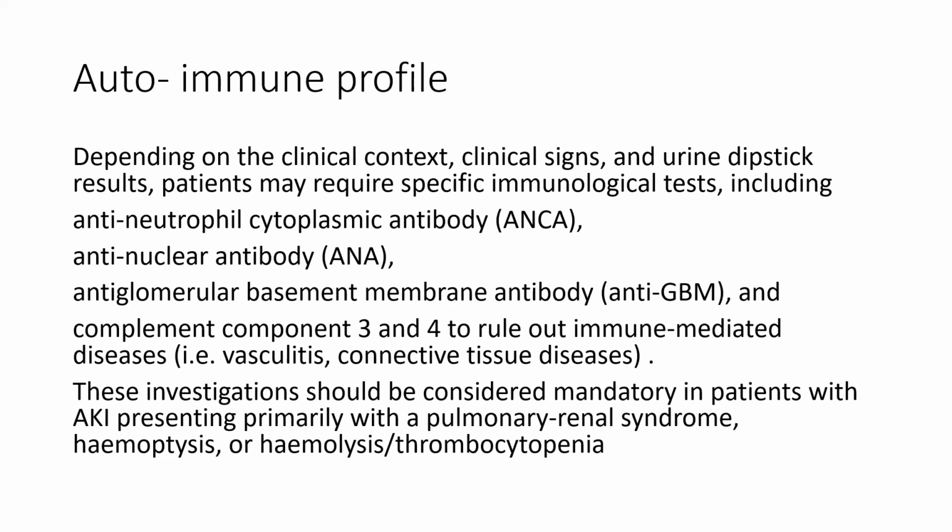Now, the next is autoimmune profile. Depending on the clinical context, the clinical signs, and the urinary dipstick results, the patient may require specific immunological tests, including anti-neutrophil cytoplasmic antibody, that is ANCA, anti-nuclear antibody, that is ANA, anti-glomerular basement membrane antibody, that is anti-GBM, and complement C3, C4 to rule out immune-mediated disease like vasculitis and connective tissue disorder. These investigations should be considered mandatory in patients with AKI presenting primarily with pulmonary renal syndrome, hemoptysis, hemolysis, and thrombocytopenia.